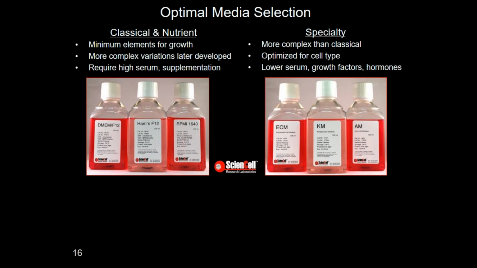Specialty media is typically more complex than classical media, with 60 to 80 components on average. As the name suggests, each specialty medium is optimized for a specific cell type. Specialty media are often designed to be used with little or no serum, so the media is supplemented with growth factors, lipids, and hormones to compensate. The benefit of this approach is that adding these defined components back allows you to optimize the components and concentrations for the specific cell type.